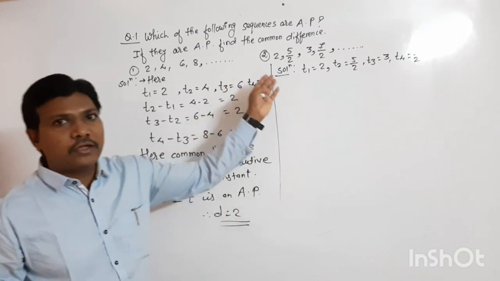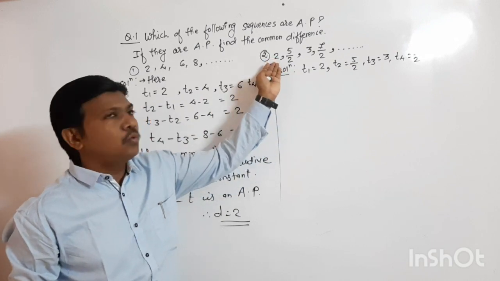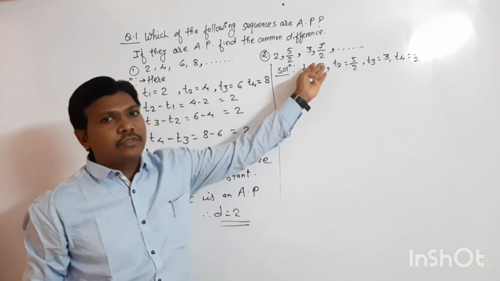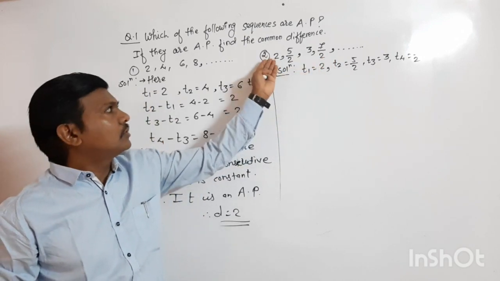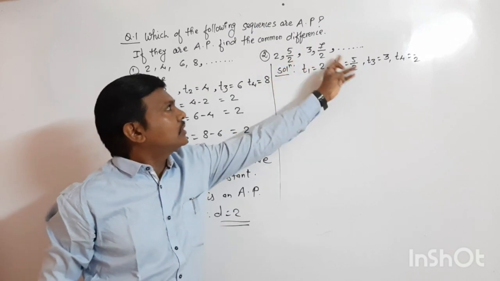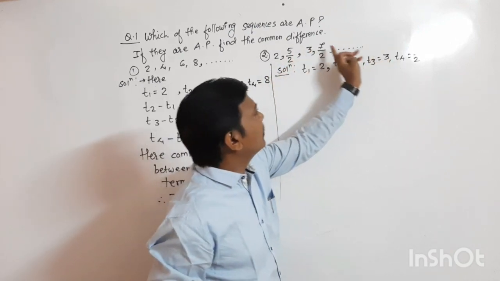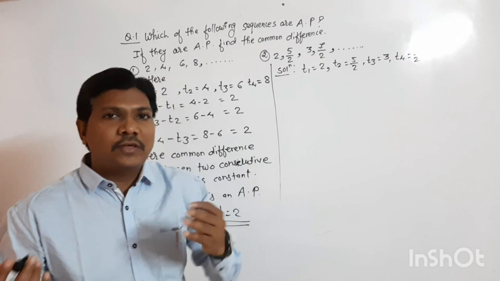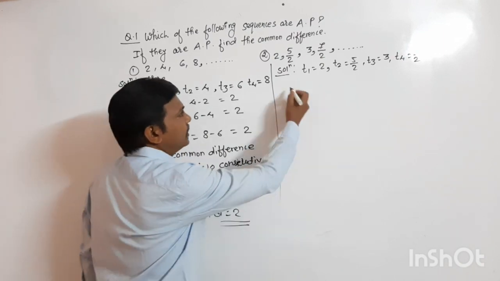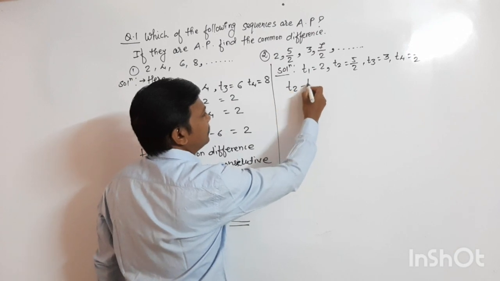Then see the second example: 2, 5 upon 2, 3, 7 upon 2. These are the given terms. So here the first term is 2, the second term is 5 upon 2, the third term is 3, and the fourth term is 7 upon 2. Then see the common difference between two consecutive terms. How can you find it? See, first with T2 minus T1.